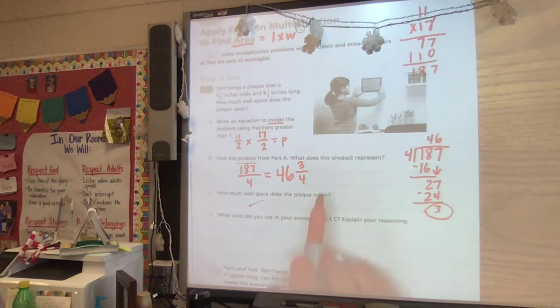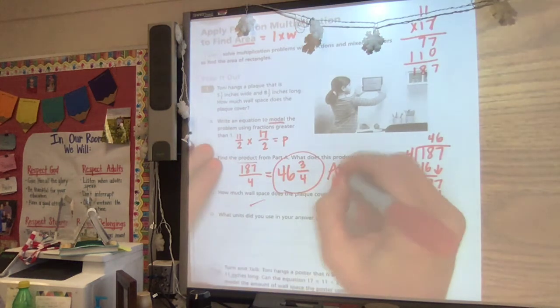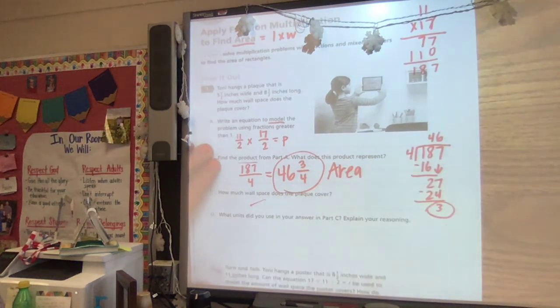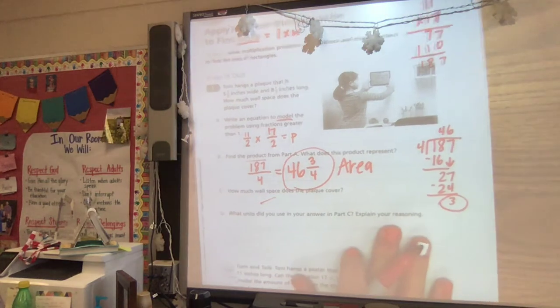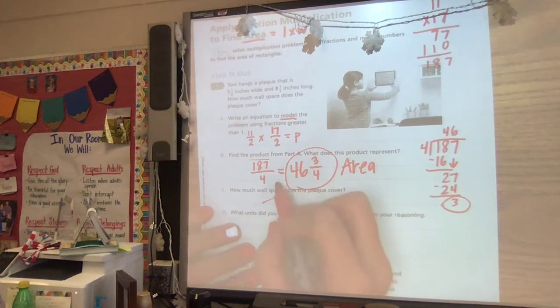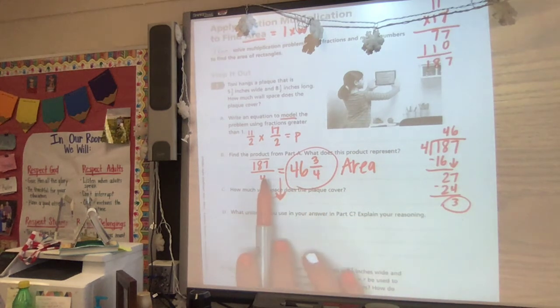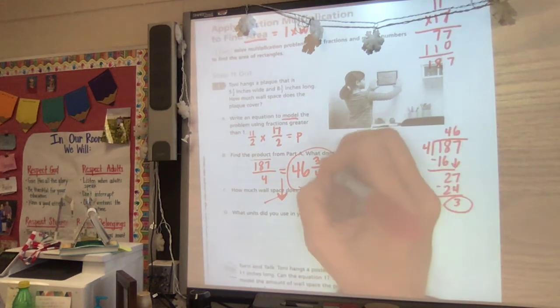And it also asks, what does this represent? This represents the area. We found the area because we multiplied the length times the width. How much wall space does it cover? The same answer would be right here. It covers 187 fourths, or 46 3/4 inches.